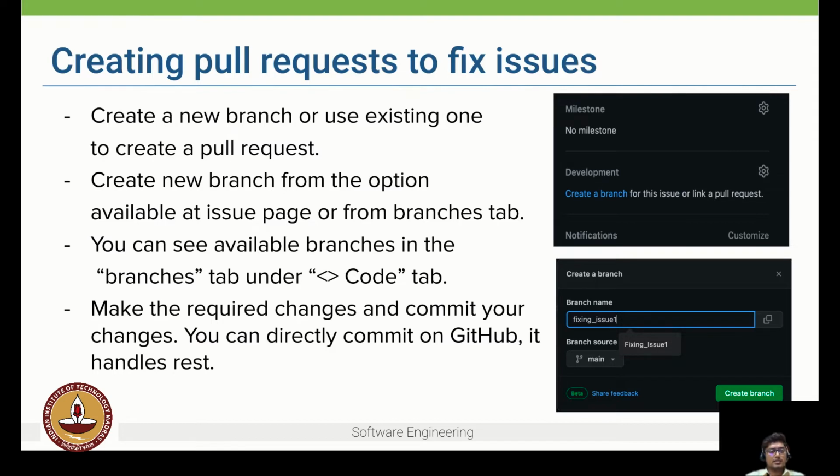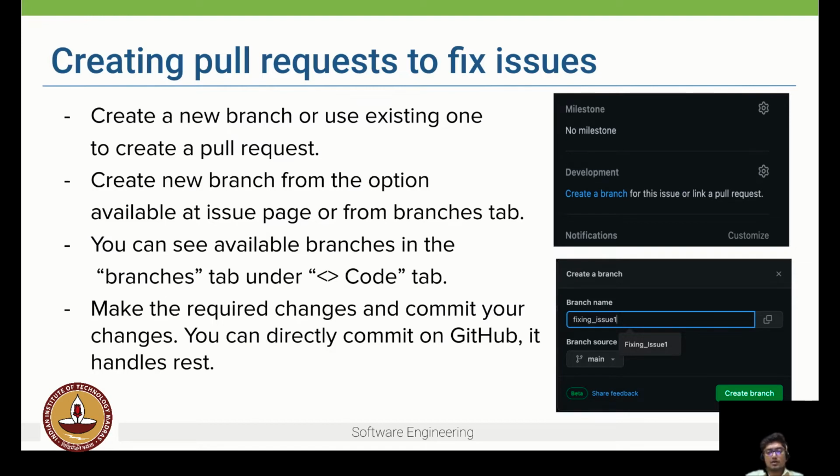After creating the branch, you do all the stuff that we discussed in the last lecture. You make the changes, commit and everything. After making the changes, you want to create a pull request, which we'll see later. First, let's see another way to create branches. You can find that in the branches tab under the code tab.